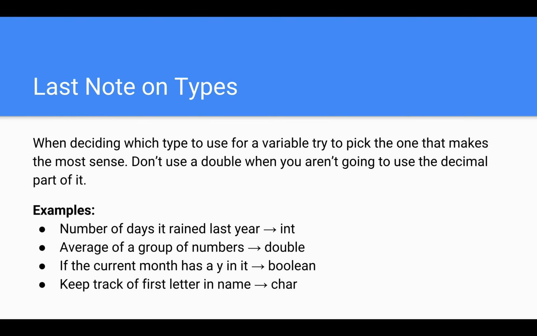Some last note on types. When deciding which type to use for a variable, try to pick the one that makes the most sense. Don't use a double when you aren't going to use the decimal part of it, for example.